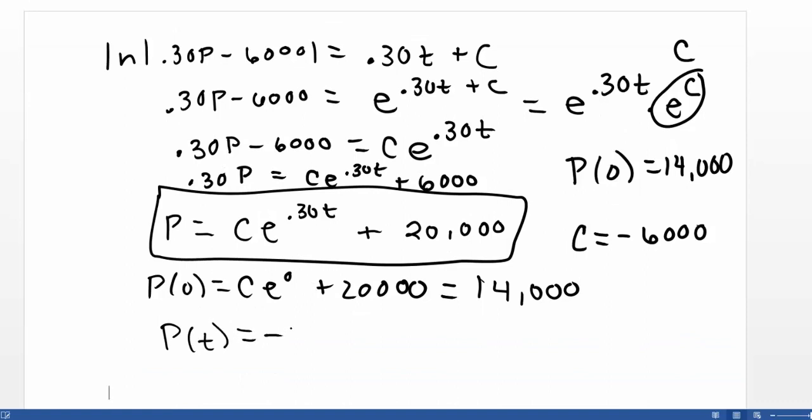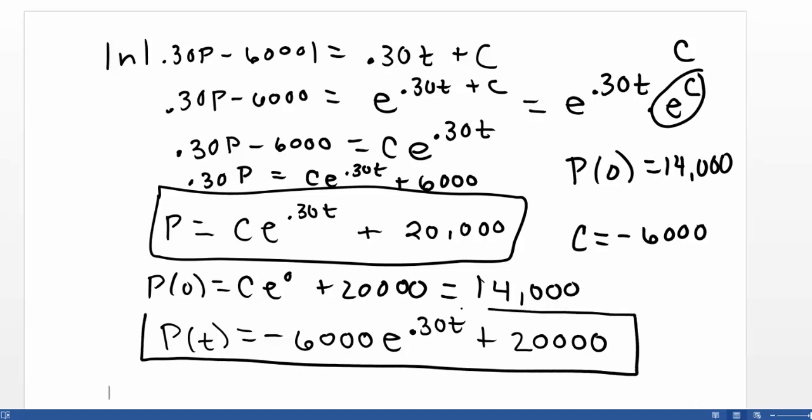So my true and final answer, after all is said and done, is going to be p, or p of t, equals negative 6,000 e to the 0.30t plus 20,000. If I wanted to check to make sure I did all my algebra right, I could go back to my first methods where I was looking at checking a solution to make sure that it worked, right? By taking the derivative and plugging things in the right place and making sure that the equality holds.